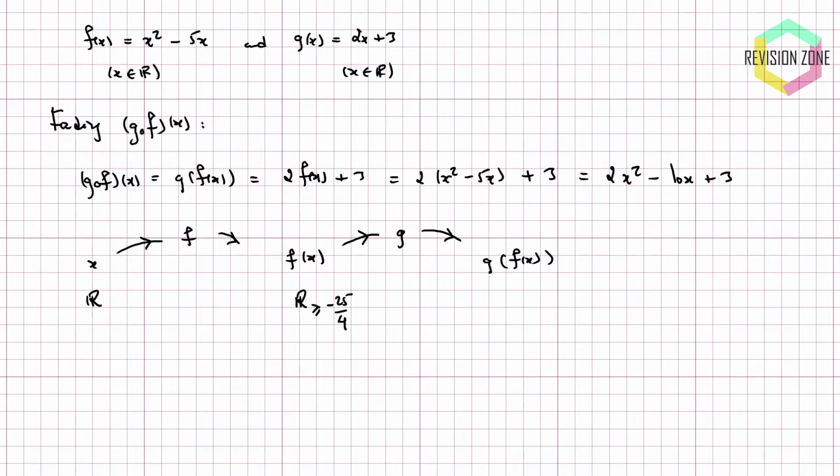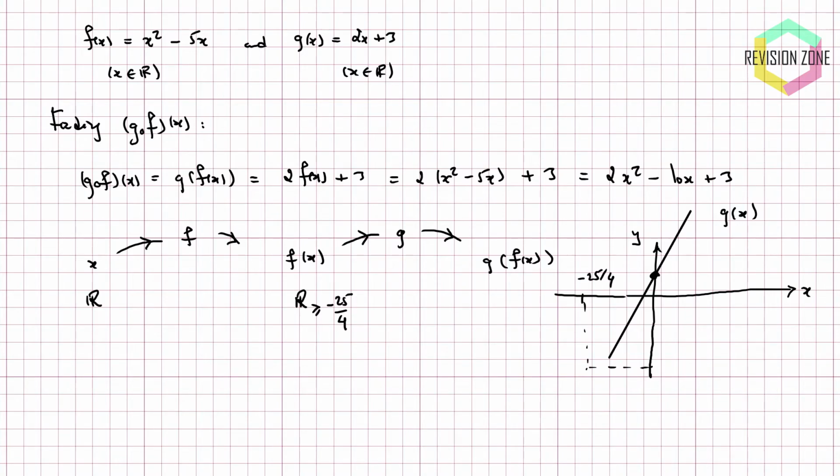So that's fine because that's part of all the real numbers. But then we're going to have to figure out what the range is going to be in this case. So given that our graph of g is going to look something like this, this is g of x. We want to figure out for x being minus 25 over 4, what the corresponding y value is going to be, okay? So there's going to be some corresponding y value.